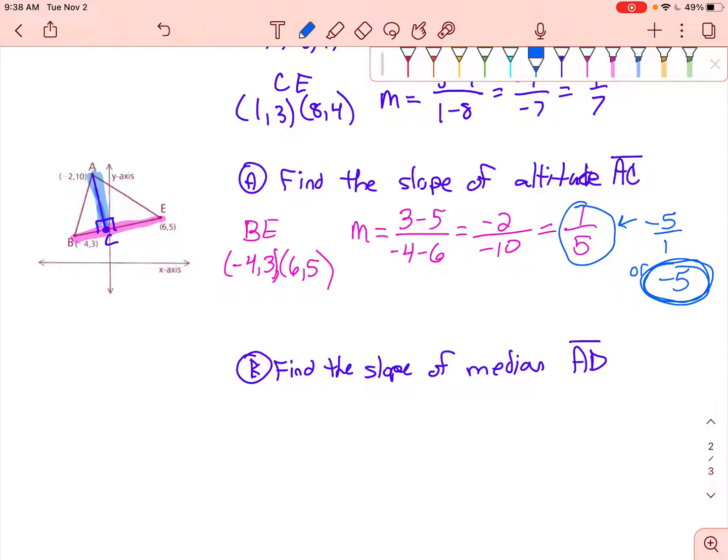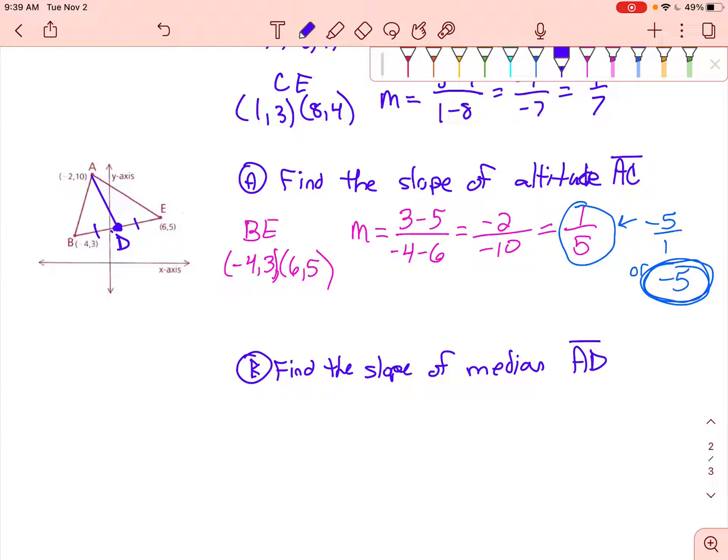Final answer, the slope of AC has to be -5, or -5 over 1. My second question asks to find the slope of median AD. So I'm going to erase this. Okay, again, there's no D on here. So it has to go from A to D, and D has to be the middle. My Apple Pen isn't working. Okay, so I have to go from A to the midpoint, and we call that midpoint D. I don't know why it's not straightening for me. There we go. Okay, it looks like that's about the middle.